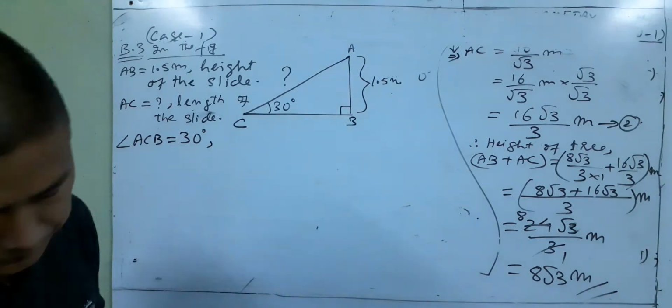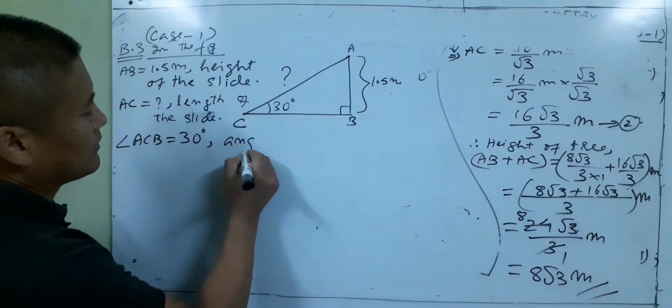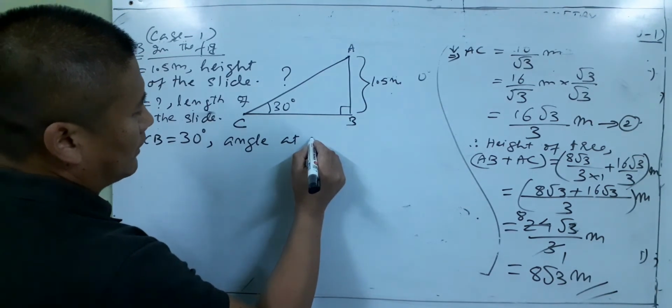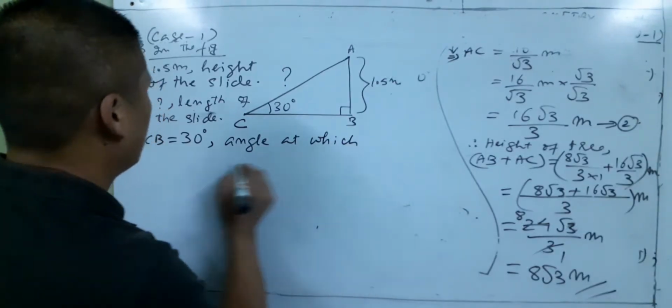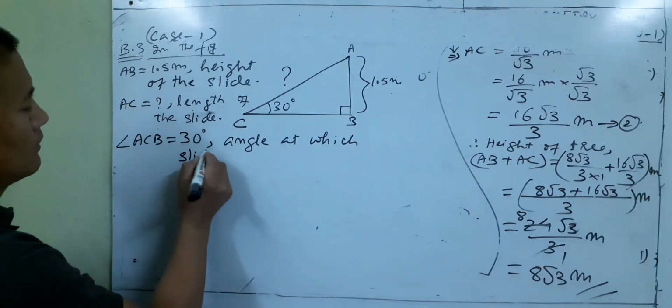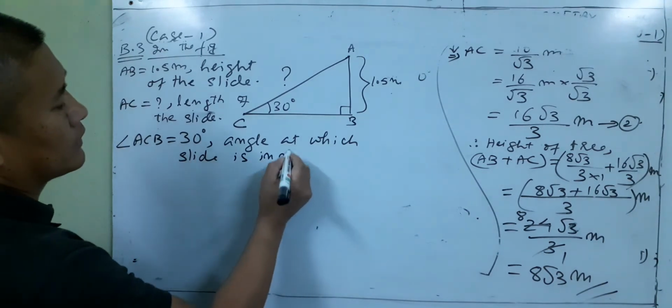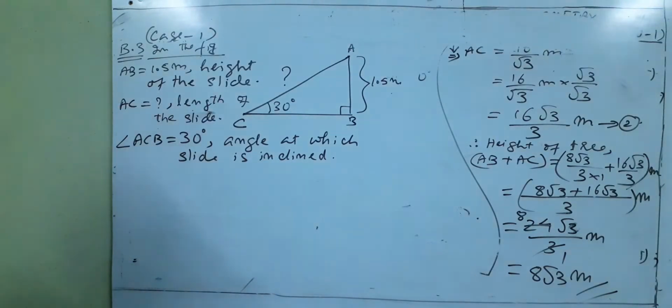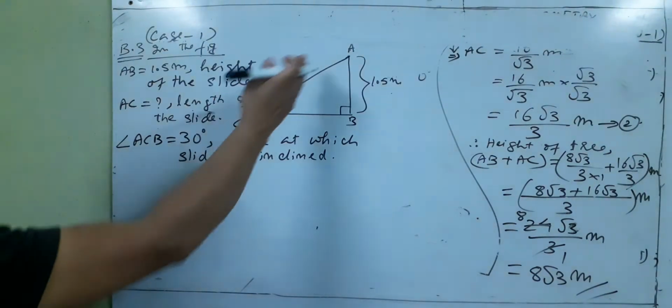You can just write simple: angle at which slide is inclined. The word inclined means making angle, inclined to the ground. So just keep it short. So we have to find the length of the slide AC.